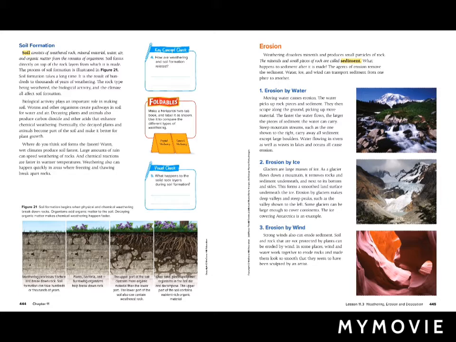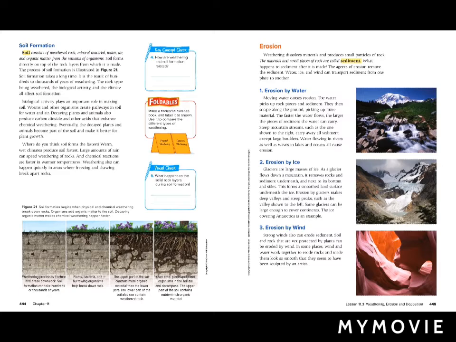Where do you think soil forms the fastest? Warm, wet climates produce soil fastest. A large amount of rain can speed weathering of rocks, and chemical reactions are faster in warmer temperatures. Weathering is also active in areas where freezing and thawing break apart rocks.